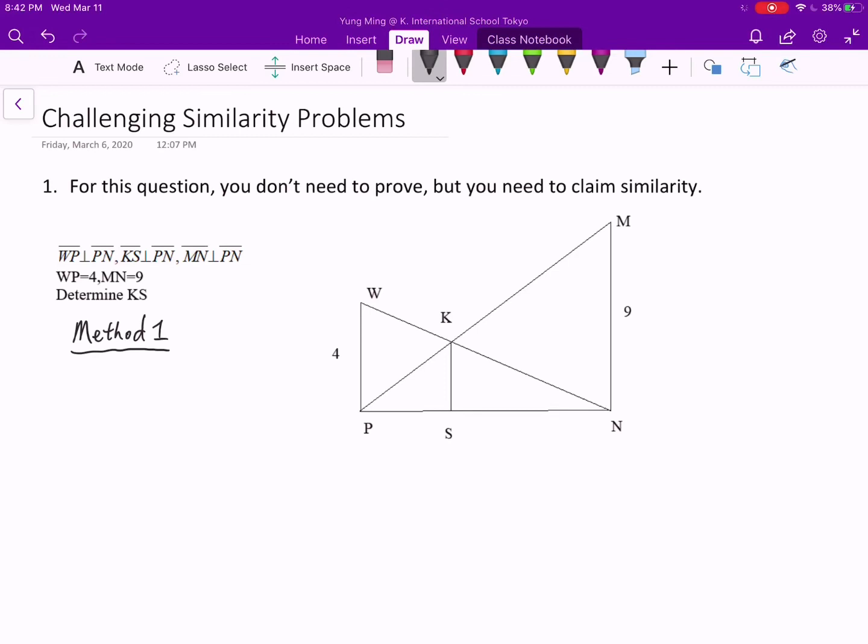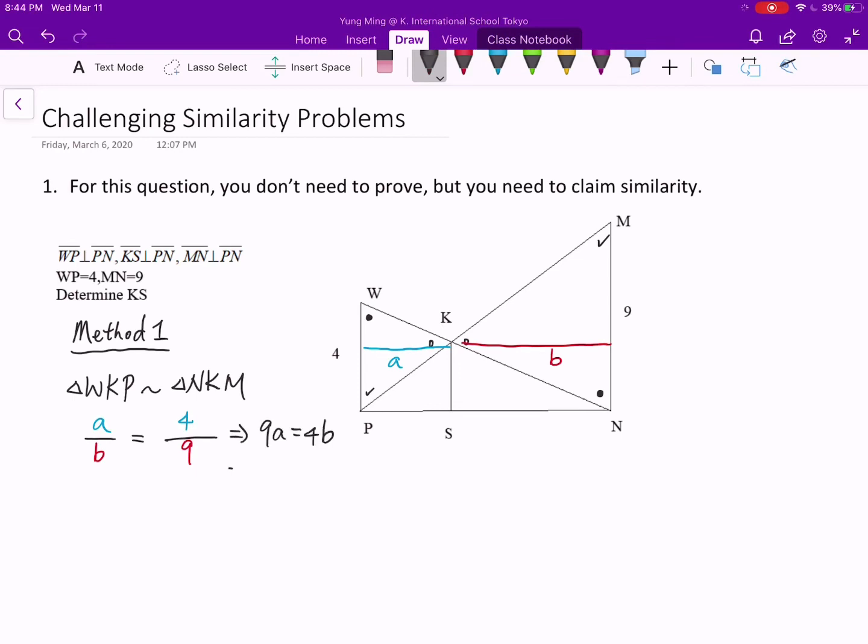The first method, what I'm going to do is WKP is similar to NKM. So I'm claiming that these two triangles are similar. That means not only their side lengths, but also their heights are proportional. So in this case, we're going to get A over B equals 4 over 9. A from the smaller triangle, B from the bigger triangle, 4 again from the smaller triangle, 9 from the bigger triangle. So that's what we get. And if we cross multiply, we will get 9A equals 4B.